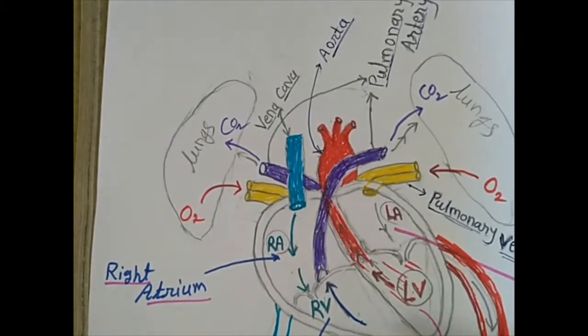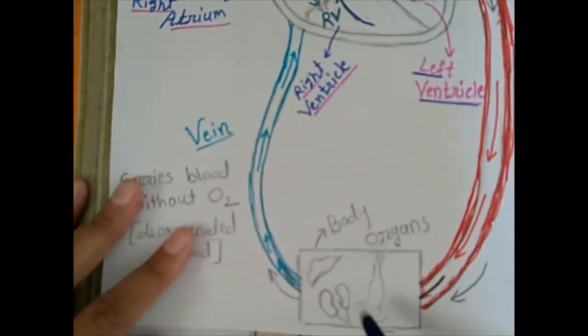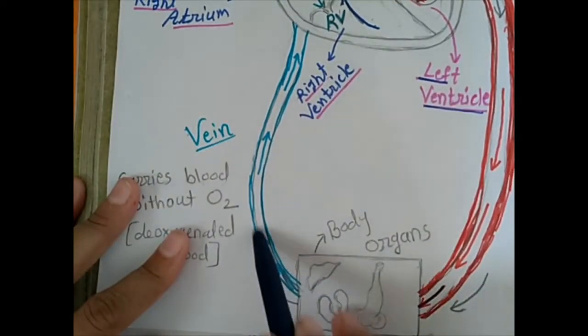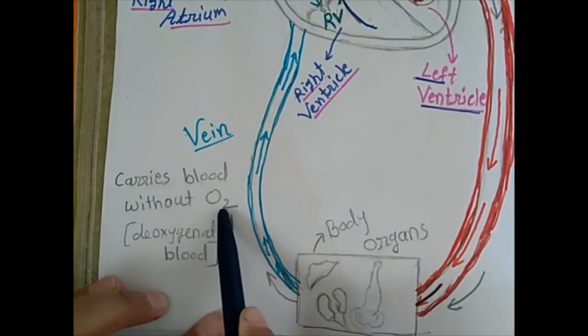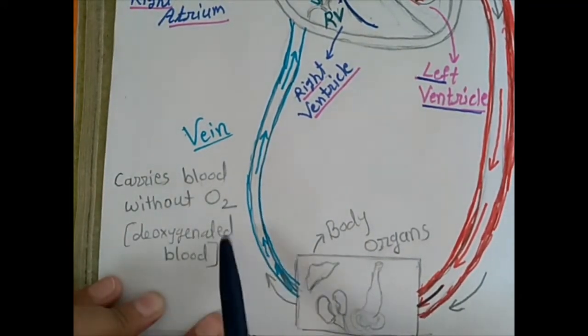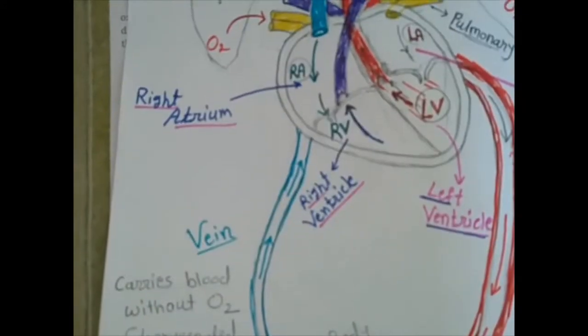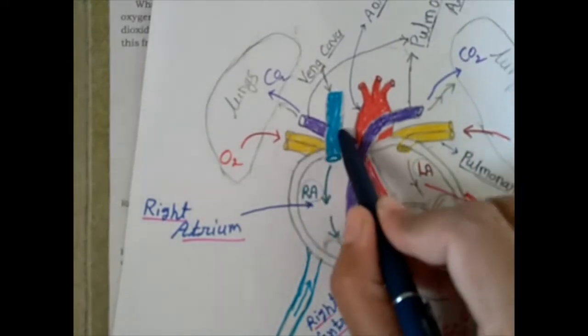Here we can see very clearly the veins and arteries. So this is the main vein. It comes from the body organ and it carries the blood without oxygen, that is deoxygenated blood, that vein carries. So that vein carries the deoxygenated blood to the vena cava.